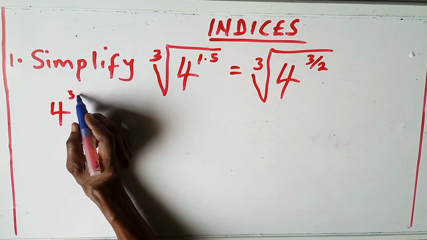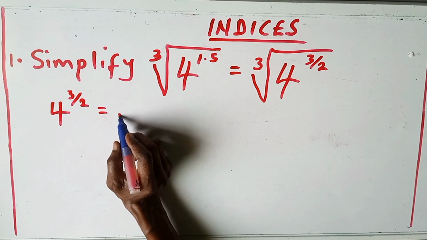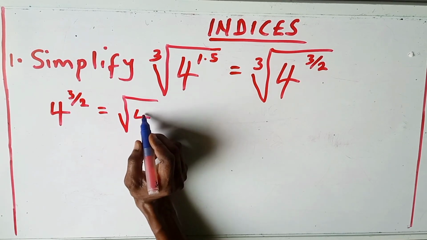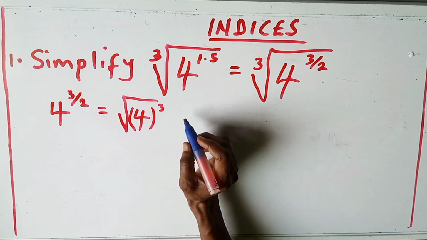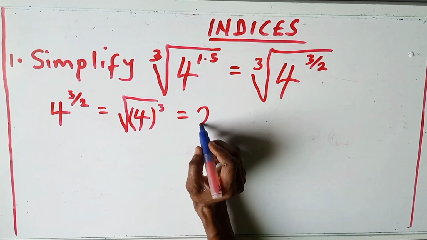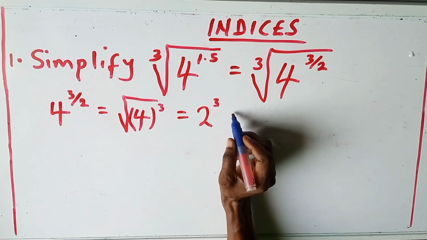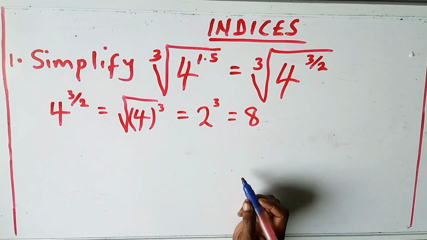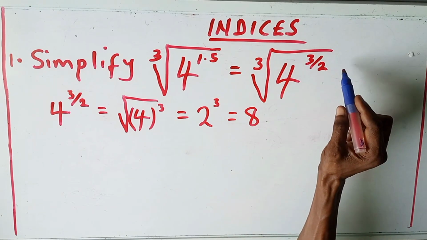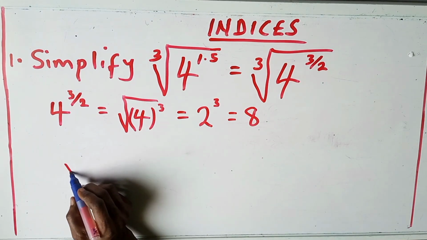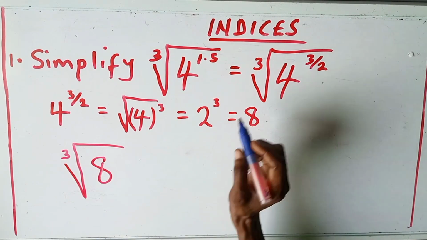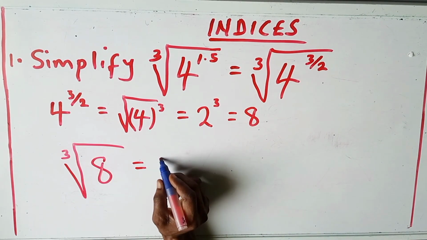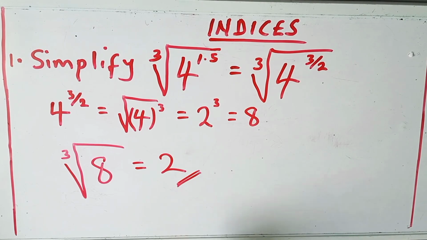4 raised to the power 3 over 2 equals square root of 4, then raised to the power 3. And when we did that, it gave us 2, because square root of 4 is 2. Then raised to the power 3, and our answer is 8. Then bring down the cube root. That will give us cube root of 8, which is equal to 2. That is our final answer.